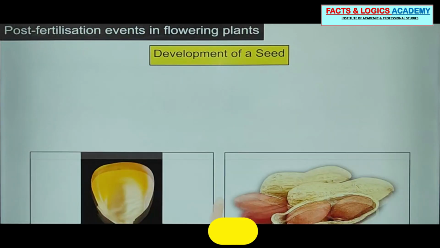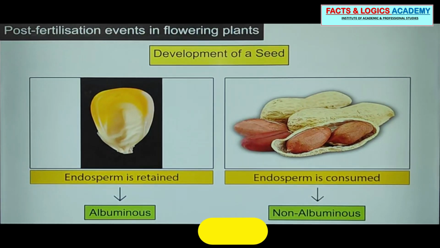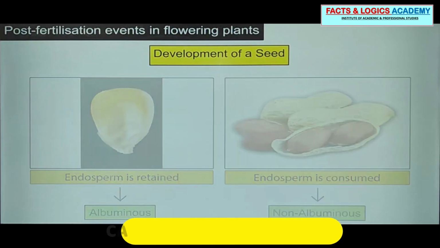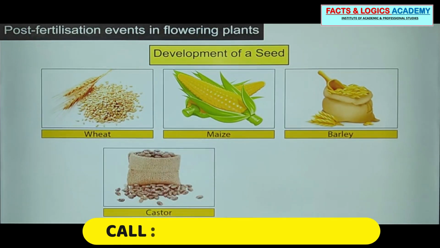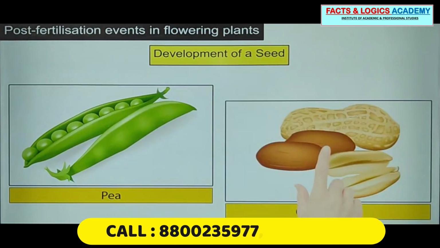Not only this, but the seeds can be divided into albuminous and non-albuminous, depending on the endosperm consumption during the embryo development. As the name indicates, the former retains the part of the endosperm. For example, wheat, maize, barley, castor, sunflower, etc. While the latter shares its endosperm completely during embryo development. For example, pea, groundnut, etc.